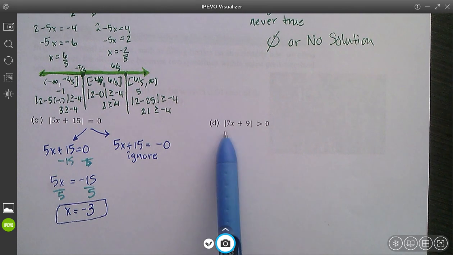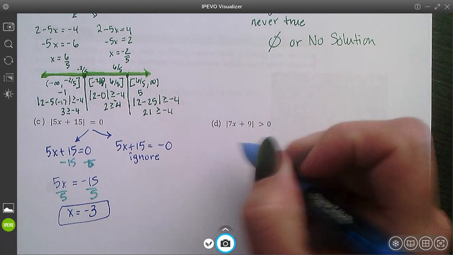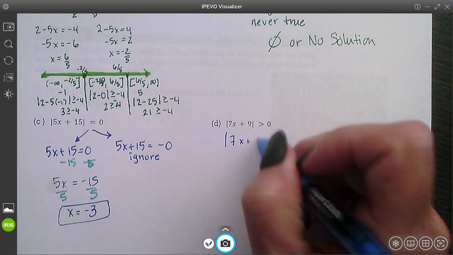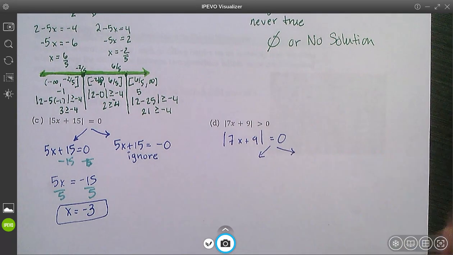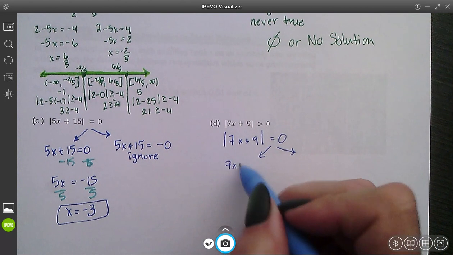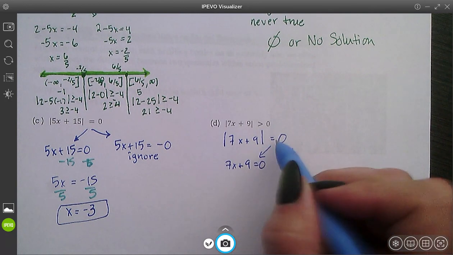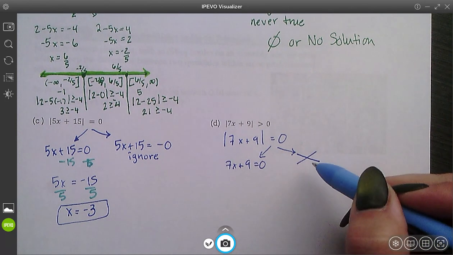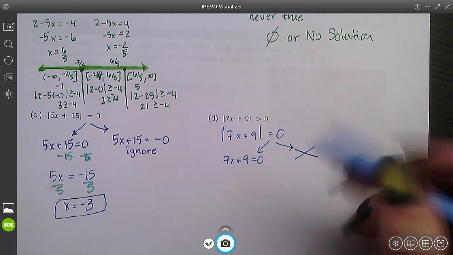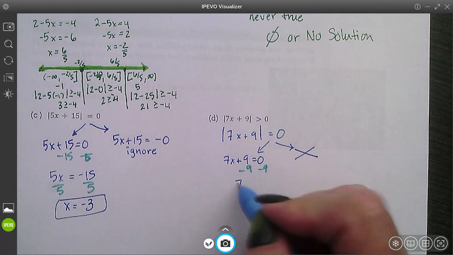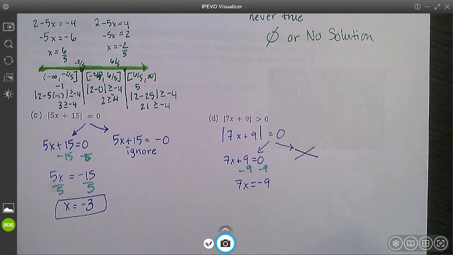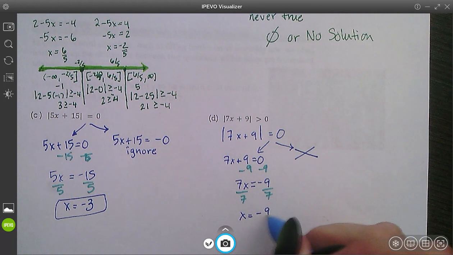How about absolute value of 7x plus 9 is greater than 0? So in this case, we rewrite as an equation, and then we would write our two equations. But remember, when we have absolute value equals 0, this other equation doesn't make sense because it would say equals negative 0. So we just have the one equation. 7x equals negative 9 leads us to x equals negative 9/7.